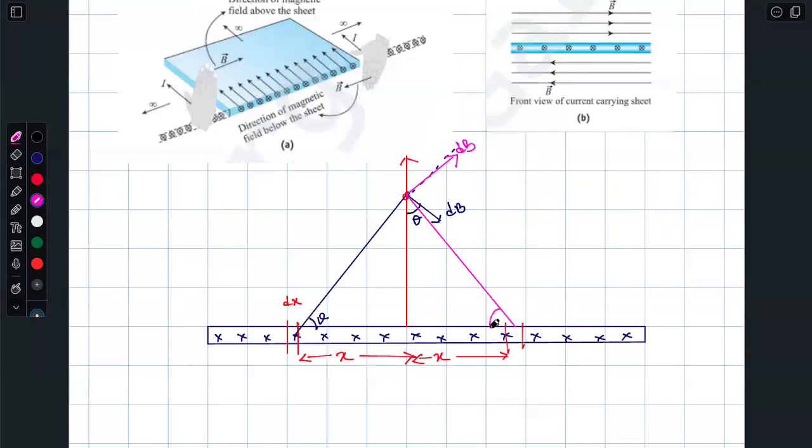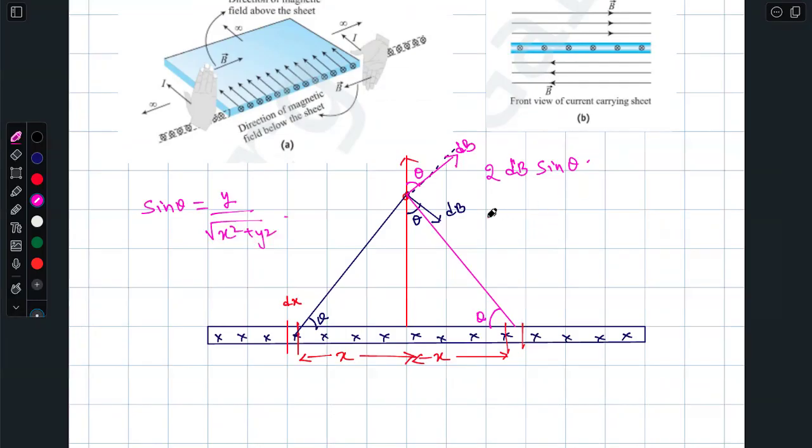By the way, this angle is theta, this angle is 90 minus theta. So what I can confidently say is, dB cos theta upwards and dB cos theta downward cancel. So only the net 2 dB sin theta remains. So what is the sin theta here? Sin theta is nothing but y by root x square plus y square.